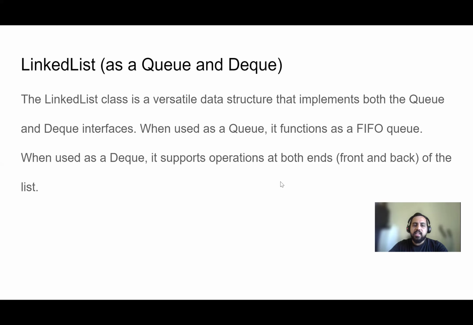Linked list. The linked list class is a versatile data structure that implements both queue and DQ interfaces. When used as a queue, it functions as a FIFO queue, means first in, first out. That's the queue nature. When used as a DQ, it supports both queue nature and stack nature. That is, both FIFO and LIFO will work, meaning operations at both ends, front and back of the list.